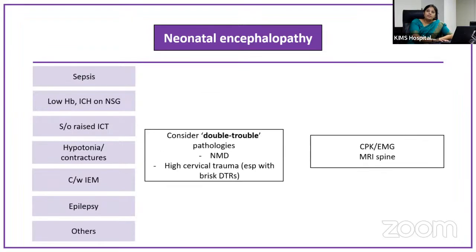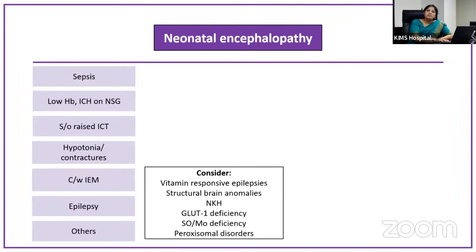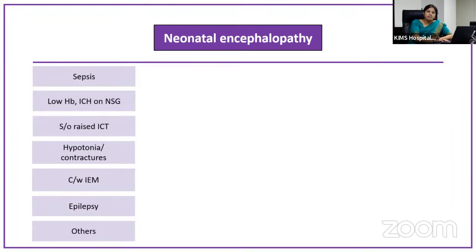Evaluation for hypotonia and contractures. We should consider double pathologies like neuromuscular disorders or high cervical trauma, especially with risk factors in kids who have hypotonia and contractures. In such cases, we should go ahead and do CPK, electromyography, or MRI scanning as needed. If the examination findings are consistent with IEMs, we should go ahead with the IEM workup.